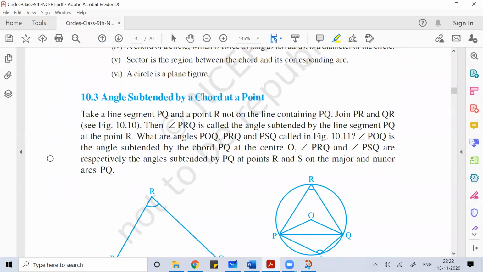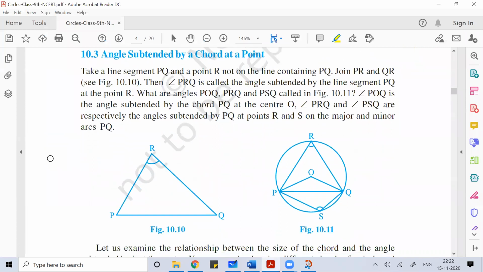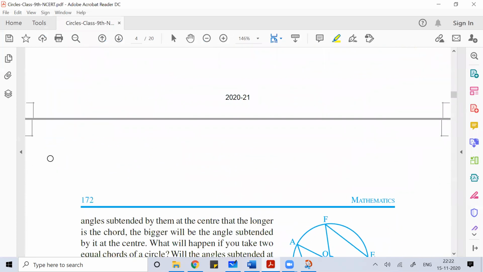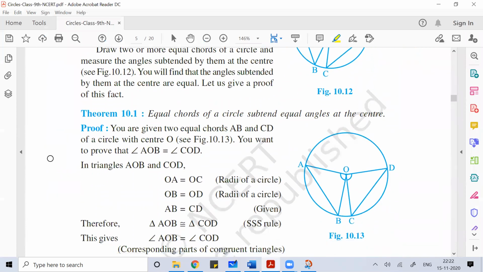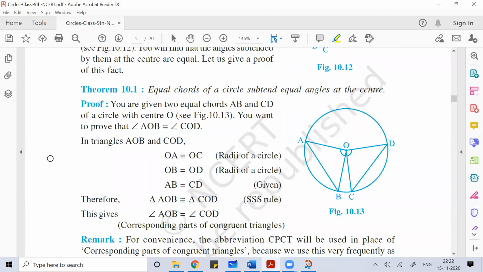Okay, so now going further, whenever we are trying to study the chapter on circles, you need to know that equal chords of the circle subtend equal angles at the center. This is the first theorem which you should know. You can prove this through congruency. So this and this will be equal, because they are all radii. And anyway, AB and CD are equal. That is already given because they are equal chords.